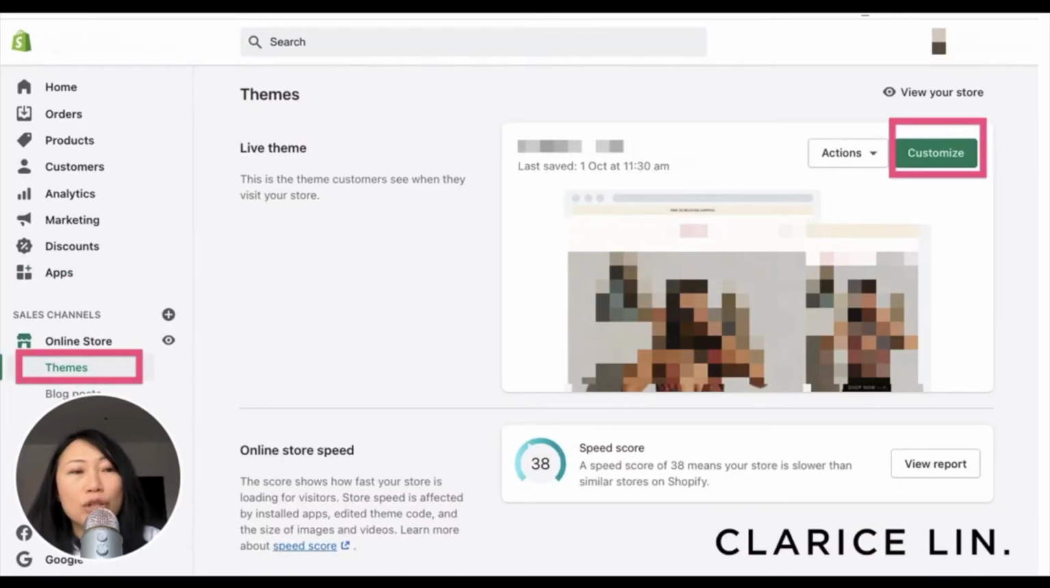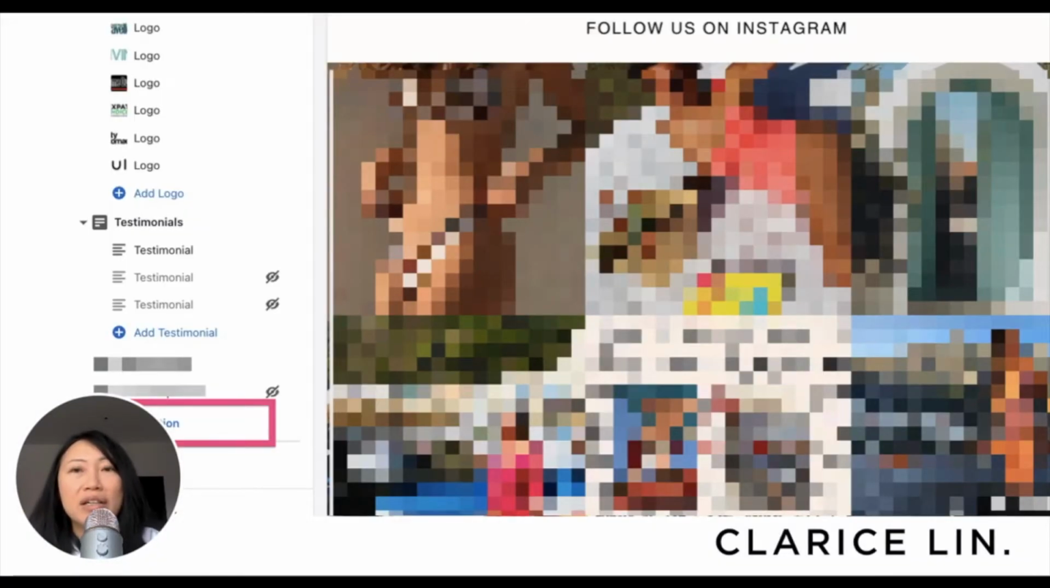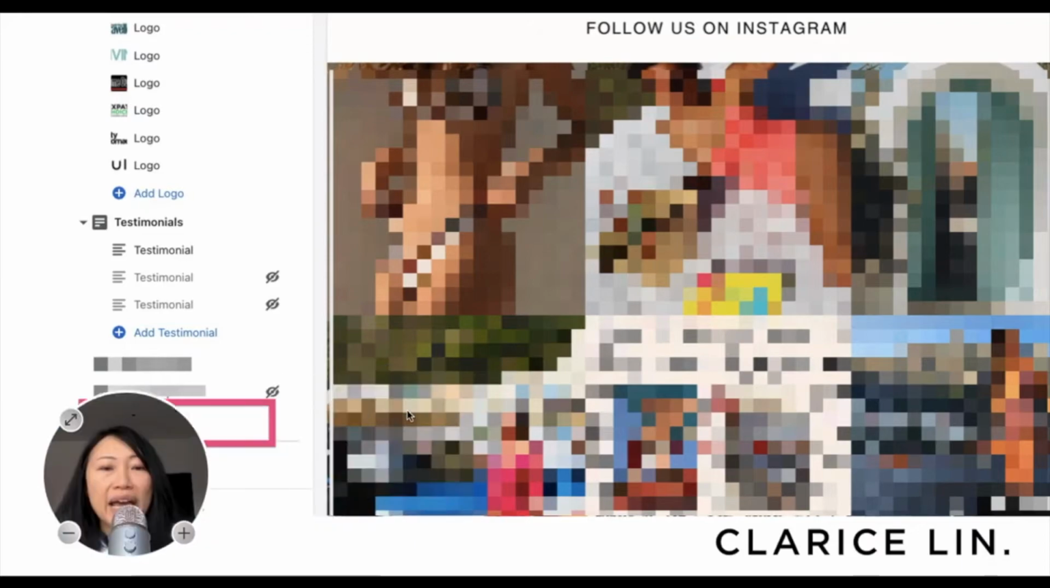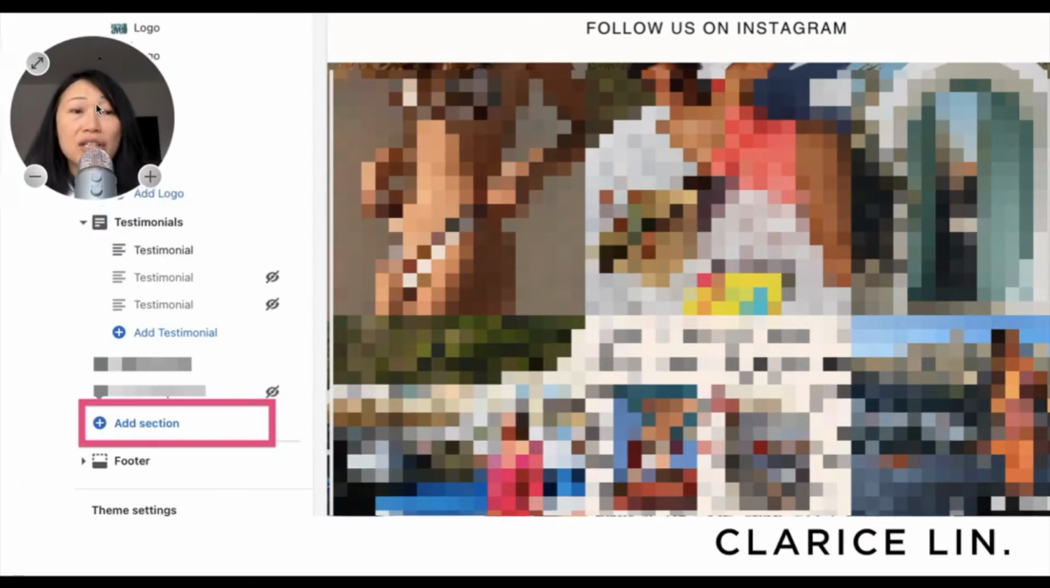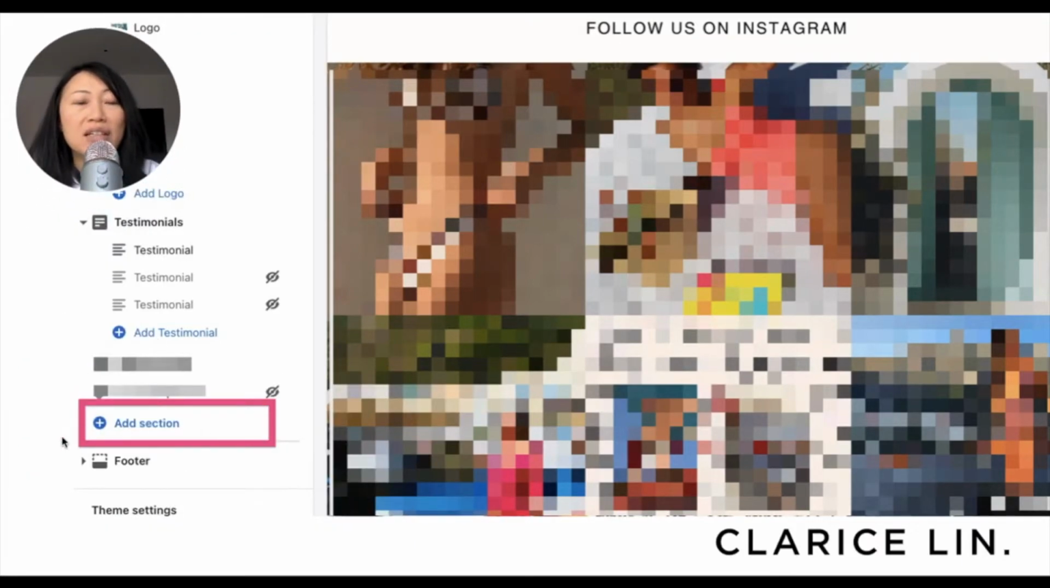Okay, what you would do is head to themes under sales channel, themes, and then you can click on this button that says customize. Click on this customize button, and then it will bring you to your homepage customization, where all the different components of your homepage are displayed here. What you need to do to add this section, I want to highlight, is to click on add section.